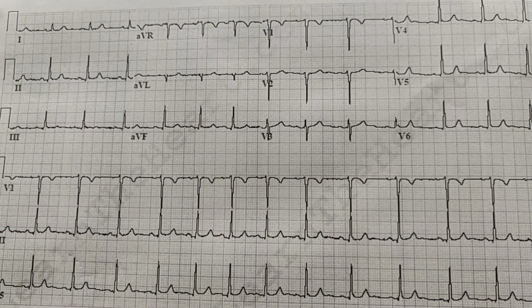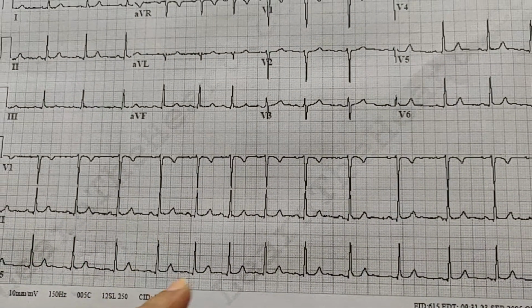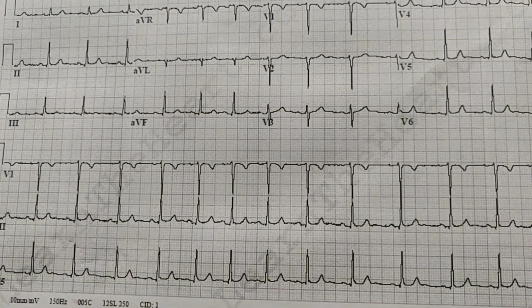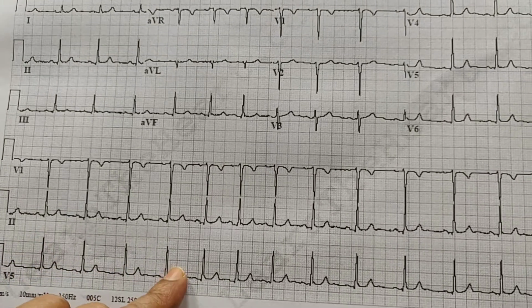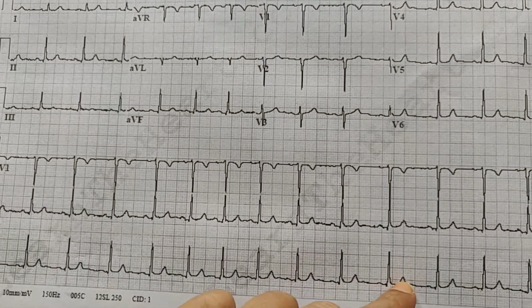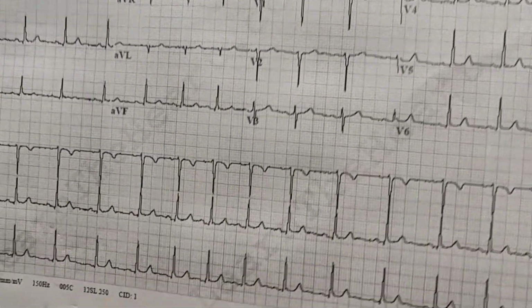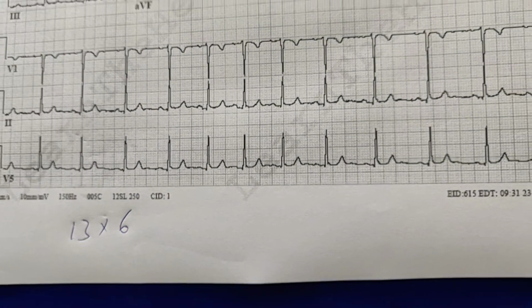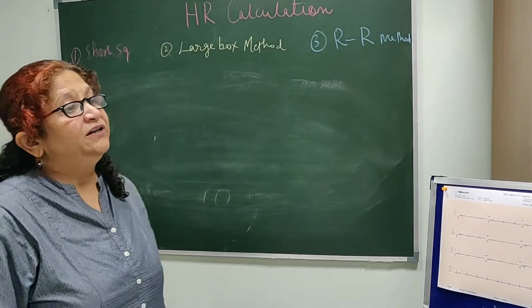So again, now here we cannot measure by large and small box. I'm sorry that I told you, but when I scrutinized it, it is sinus arrhythmia. So now you have to measure by the RR method only. So calculate 1, 2, 3, 4, 5, 6, 7, 8, 9, 10, 11, 12, 13. Okay. So it will be 13 into 6. Whatever it is, I'm not going to do the mathematical calculation. So this is how you are going to calculate the heart rate.